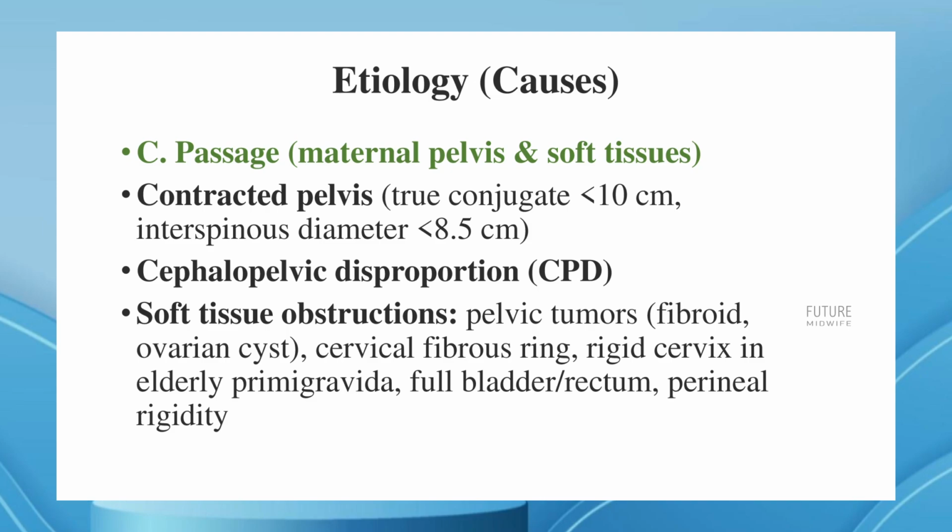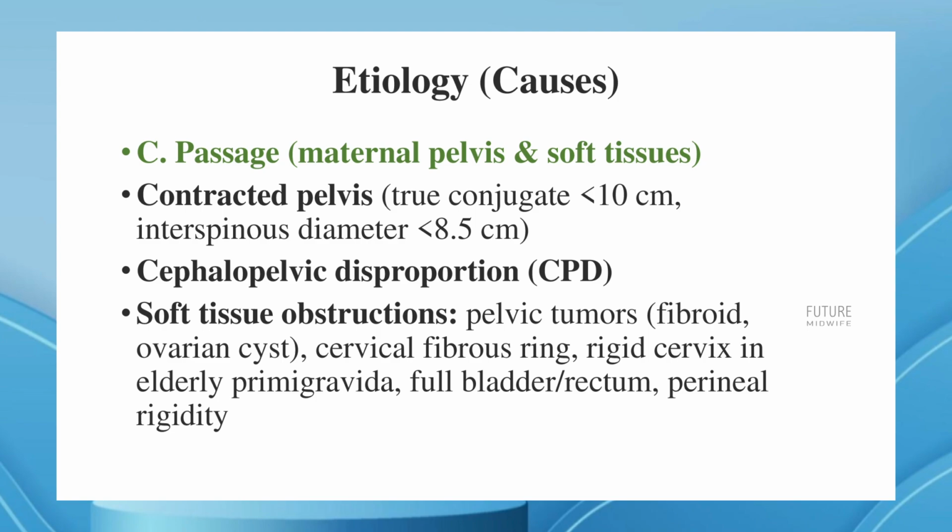Finally, we reach the causes under passage. The first one is contracted pelvis. So here the true conjugate will be less than 10 cm and interspinous diameter will be less than 8.5 cm. The second one will be cephalopelvic disproportion.